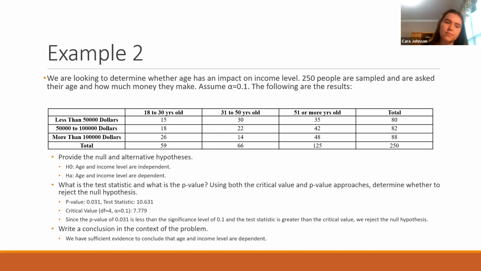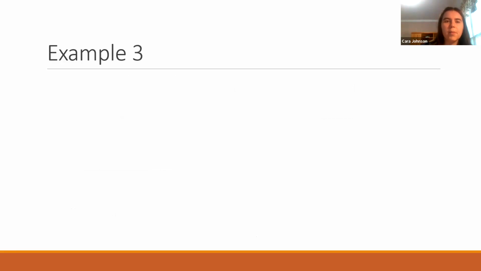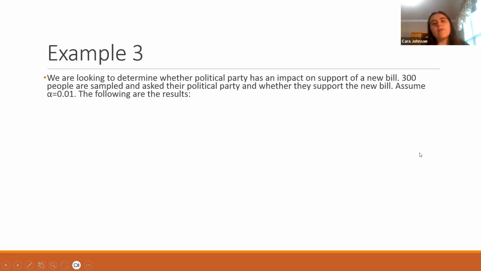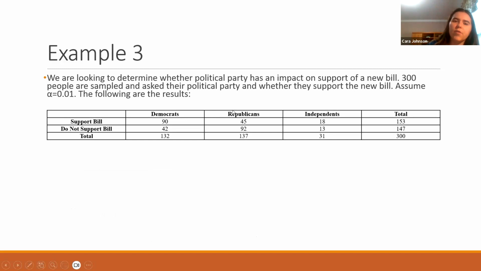All right, let's do another example. We're looking to determine whether a political party has an impact on support of a new bill. 300 people are sampled and asked their political party and whether they support the new bill. Assume your alpha is 0.01. The following are the results. So we have 2 rows and 3 columns here.